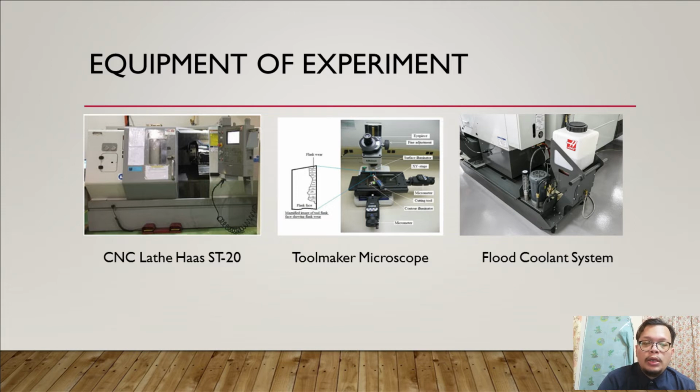The experiment only consists of 3 pieces of equipment, which are the CNC lathe ST20, toolmaker microscope and flood coolant system. The CNC lathe is used to carry out the turning process of the experiment. The toolmaker microscope is used to identify and measure the tool wear so that it can be noted and recorded. And finally, the flood coolant system is used to reduce the temperature that is generated during machining of the workpiece material.